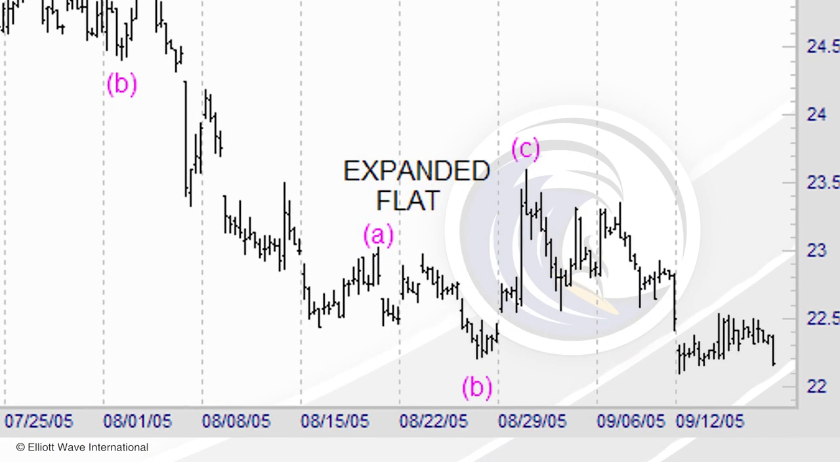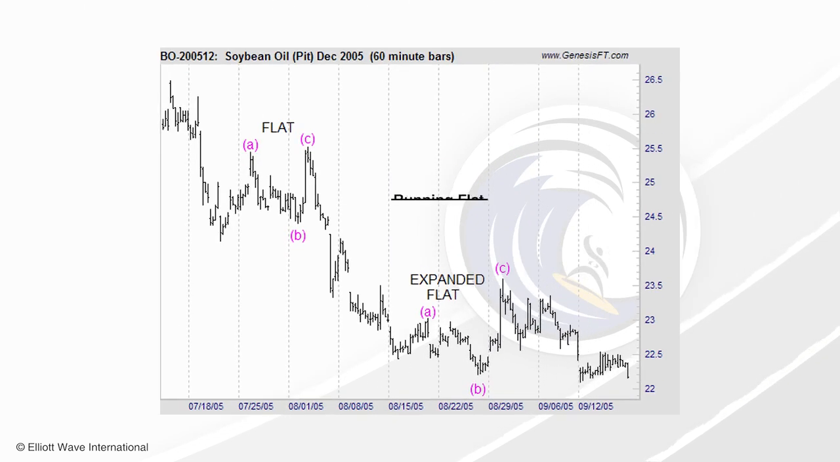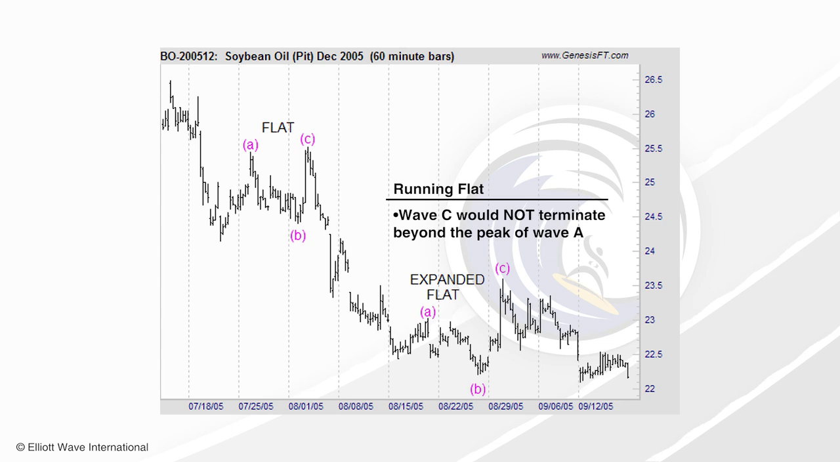In the expanded flat, wave B goes beyond the origin of wave A, and wave C terminates beyond the termination point of wave A. A running flat looks just like an expanded flat, except that wave C would not terminate beyond the termination point of wave A.